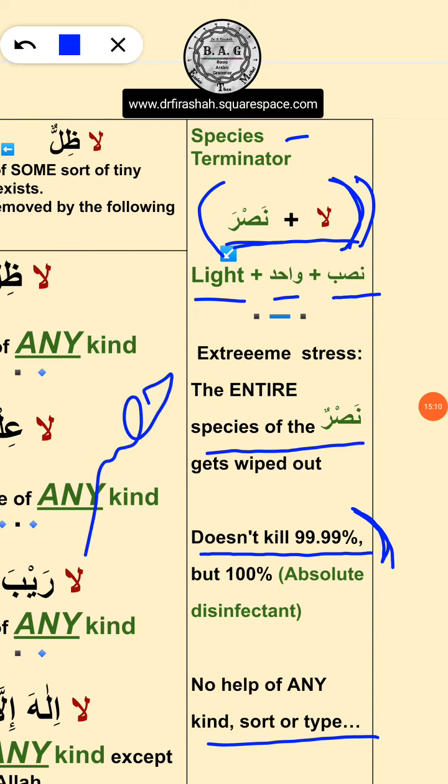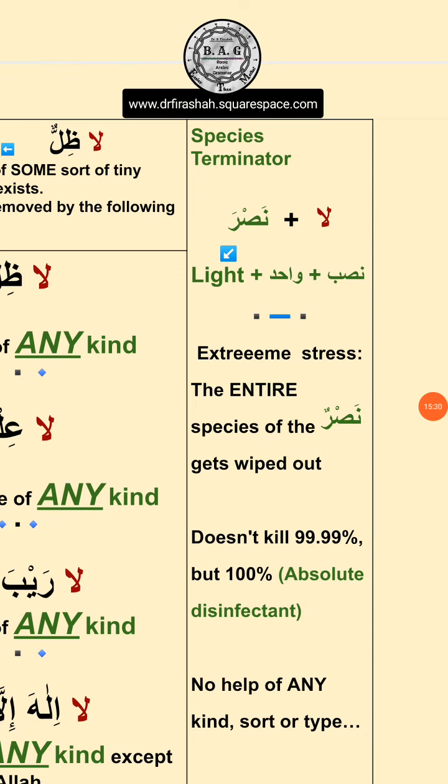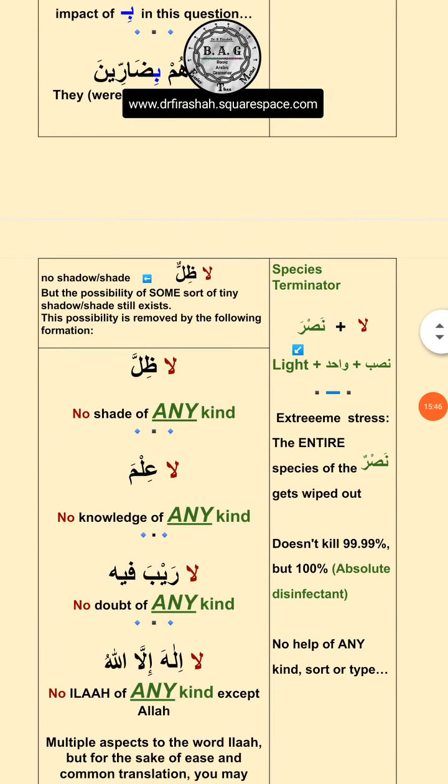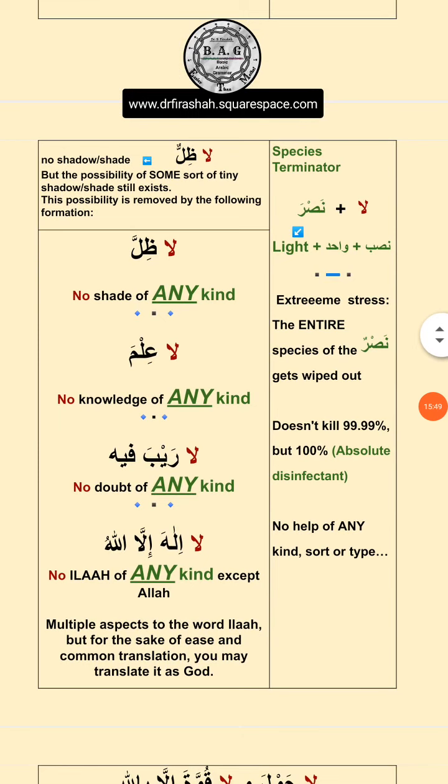But if you don't want to remember it, it's totally fine. Just understand what this thing actually means, what it implies. It implies total negation, 100% killing of the germs. I hope that this example would be useful for understanding this concept. But still, if you need any more clarification on this formation, just let me know and I'll try to make it simpler. So la nasra would be an absolute disinfectant, killing 100% of the species, a total eliminator.